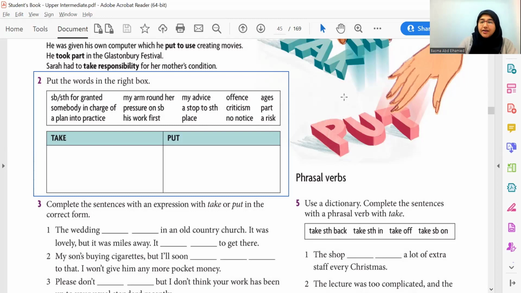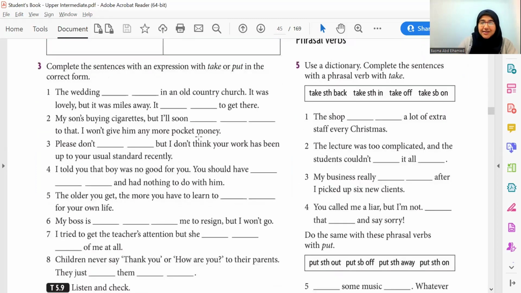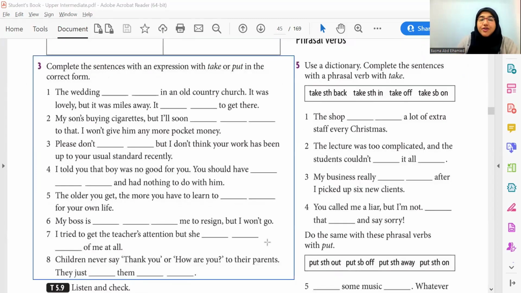So let's try to go to some other sentences, and we're going to listen and try to complete with the right expression using either take or put in the correct form in the sentence. So let's listen together.